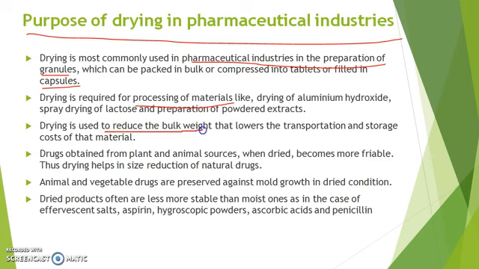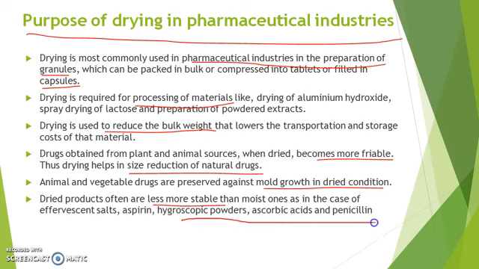Next, it is used to reduce the bulk weight, which lowers the transportation and storage cost of materials. Drugs obtained from plant and animal sources, when dried, become more friable. Thus, drying helps in size reduction of natural drugs. Next point, animal and vegetable drugs are preserved against mold growth in dried condition. Dried products often are more stable than moist ones, as in the case of effervescent salts, aspirin, hygroscopic powders, ascorbic acid, and penicillin.